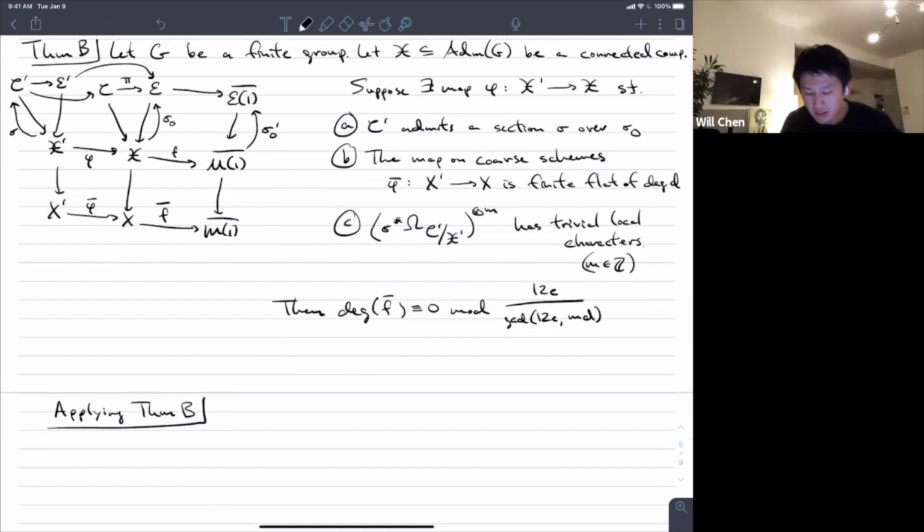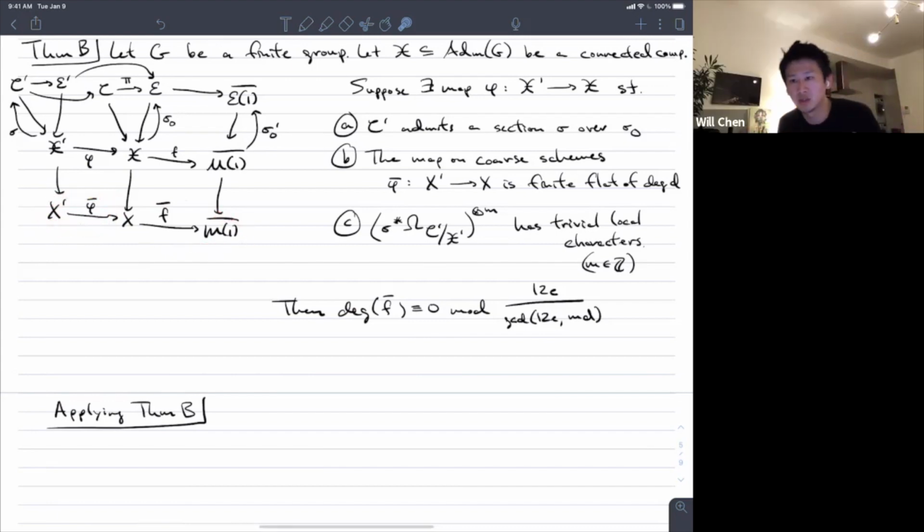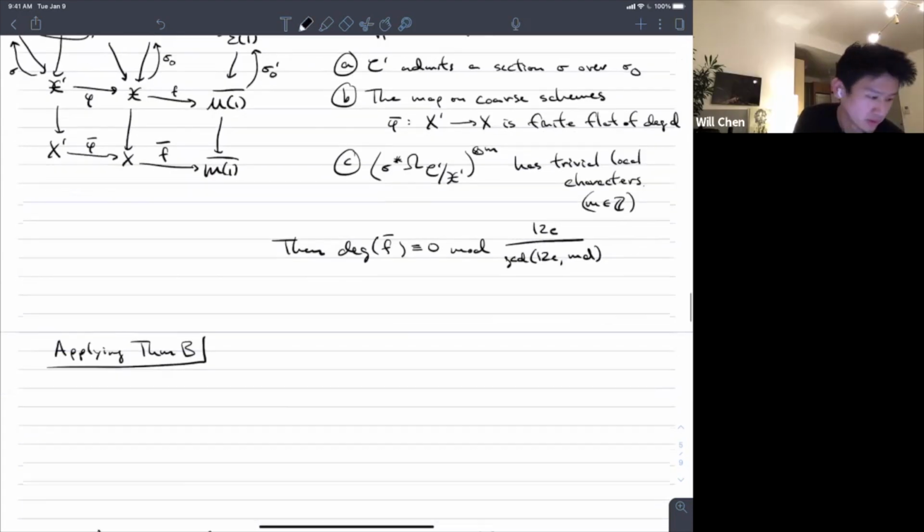Actually, I don't think it really matters, because ultimately you'll always get some congruence on the degree of this composite map, right? As long as this thing is prime to P. If you show that the composite has to be prime to P, and this is prime to P, no matter whether X prime is connected or not, you'll still get that this is congruent to 0 mod P. Yeah, the important thing is that X is connected, I think, perhaps. Yeah, that's the more important thing.